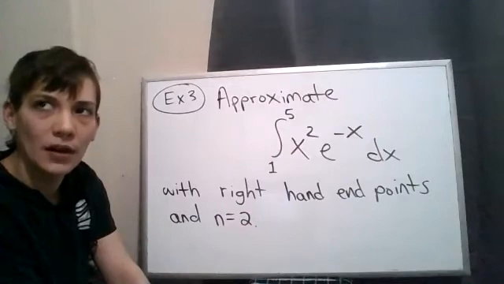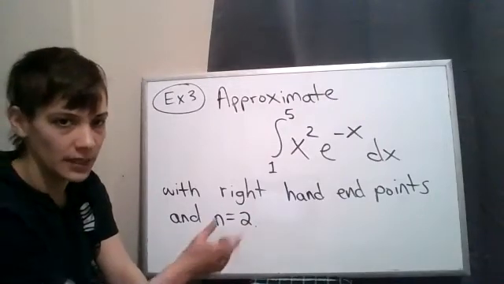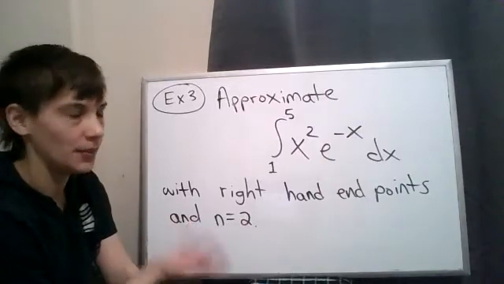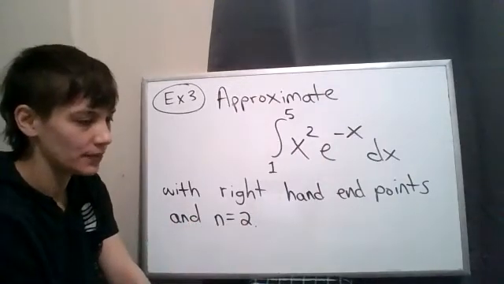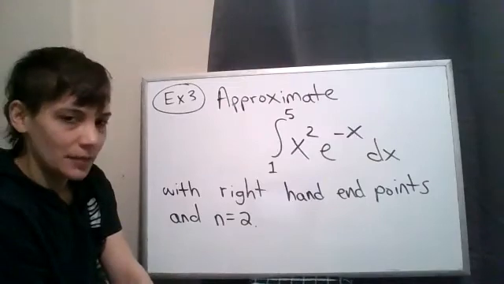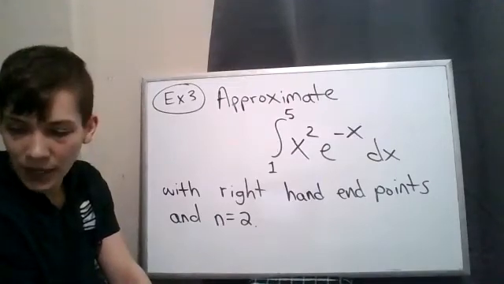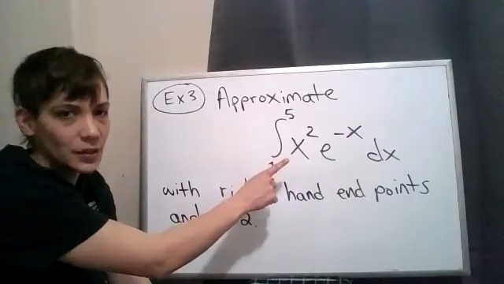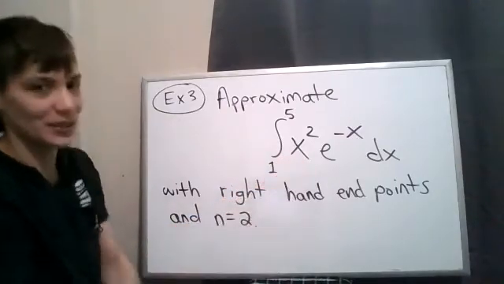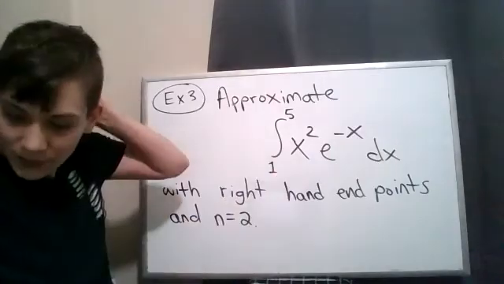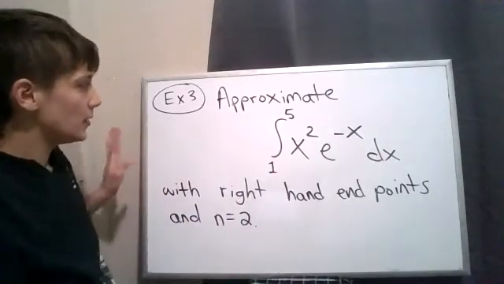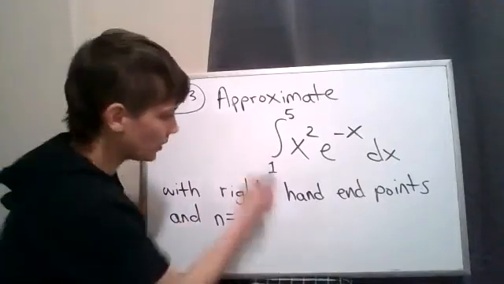I think I want to draw the interval and then break it into those 2 subintervals, and then we'll create the rectangles and probably draw a picture. Actually, I have no clue what that function looks like, so we're not going to draw a picture, but we will just get this set up here. So first, we're going from 1 to 5.